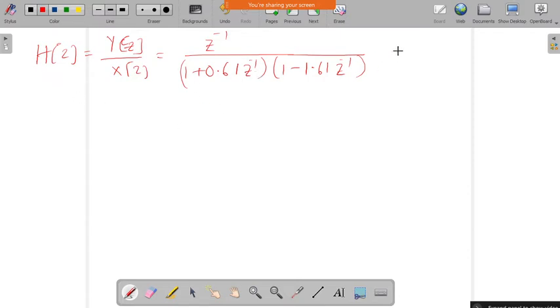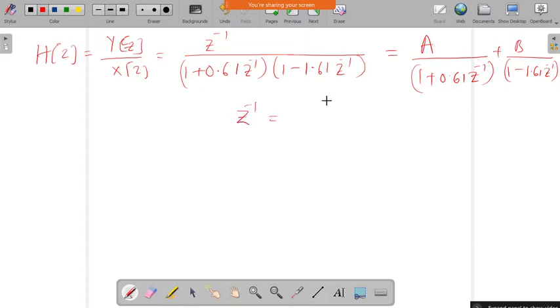Now how to get that one? Again use the partial fraction method, that is A by 1 plus 0.61 z inverse we have to write, plus B by 1 minus 1.61 z inverse. So we can again use the partial fraction method and find out the value of A and B. So that is A times (1 minus 1.61 z inverse) plus B times (1 plus 0.61 z inverse). So this is what you are going to get. If you take LCM, the denominator will get cancelled.